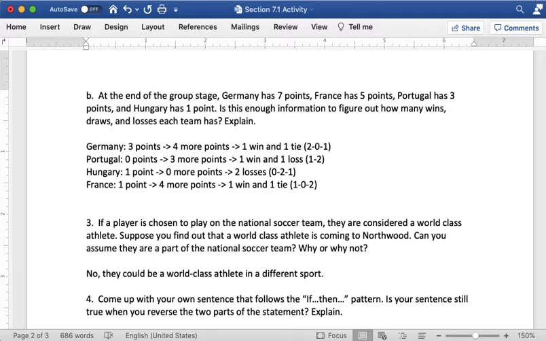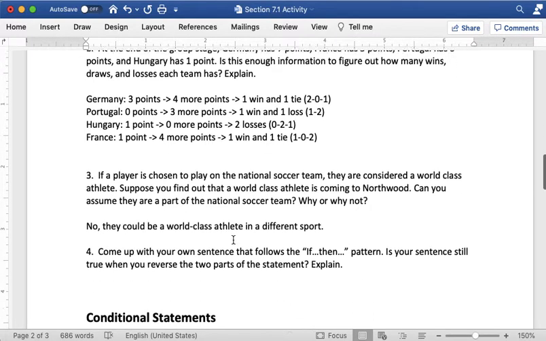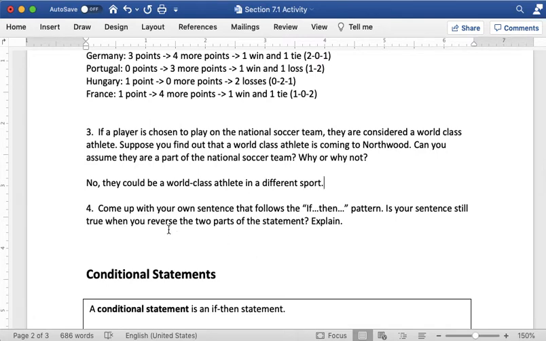So if a player is chosen to play on a national soccer team, they are considered a world-class athlete. So if they are on the national soccer team, we know that they are a world-class athlete, but we can't flip it around. We can't say that if they're a world-class athlete, we know that they are on the soccer team. And then question 4 says to come up with your own sentence that follows the if-then pattern. Is your sentence still true when you reverse the 2 parts of the statement?